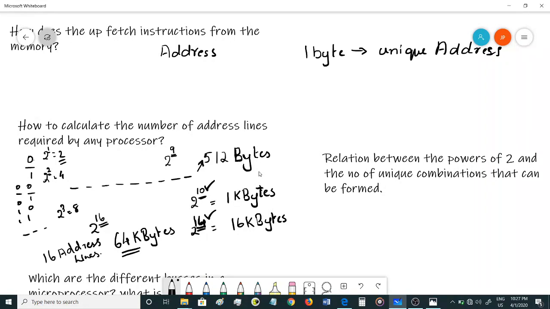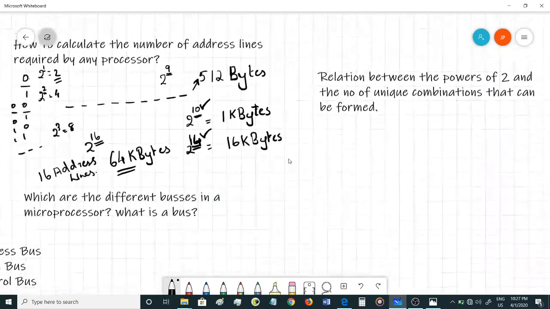Now that is the relation between the powers of 2 and the number of unique combinations that can be formed from these bits, the combinations of zeros and ones, right? If you have 16 address lines, you can make 64 kilo different combinations, and each combination corresponds to 1 byte, and therefore you can have 64 kilobytes of memory attached to your microprocessor. I hope this is very much clear. If you have any doubts, you can put it in the comment section. I'll be clearing them off as time permits.